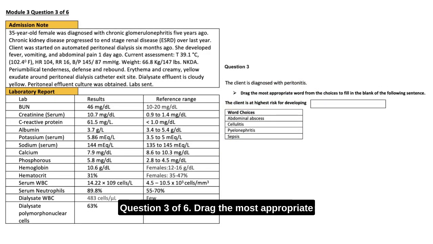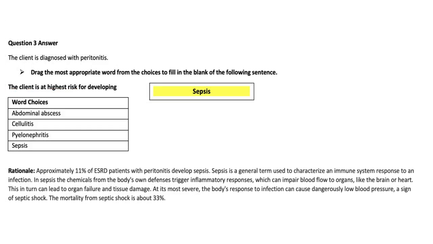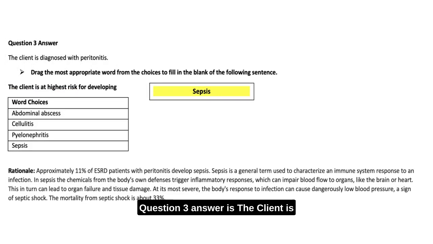Module 3 Question 3 of 6. Drag the most appropriate word from the choices on the left to fill in the blank of the following sentence. The client is at highest risk for developing abdominal abscess, cellulitis, pyelonephritis, or sepsis. Question 3 answer is: the client is at highest risk for developing sepsis.